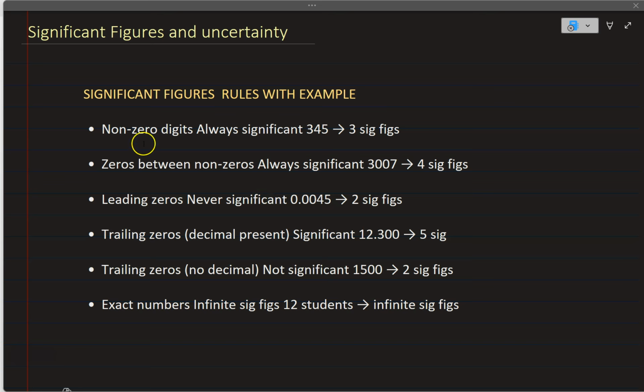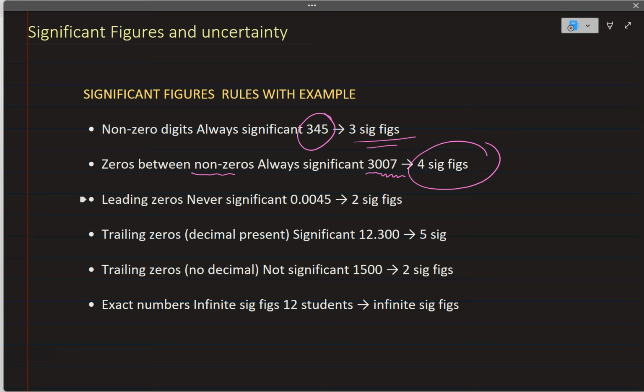All right, the first one, non-zero digits always significant. So 3, 4, 5, these are all non-zero digits. How many significant figures do we have? We have 3. Very good. Zero between non-zeros always significant. So here we go, 3007. There are 4 sig figs. So that's what that is.